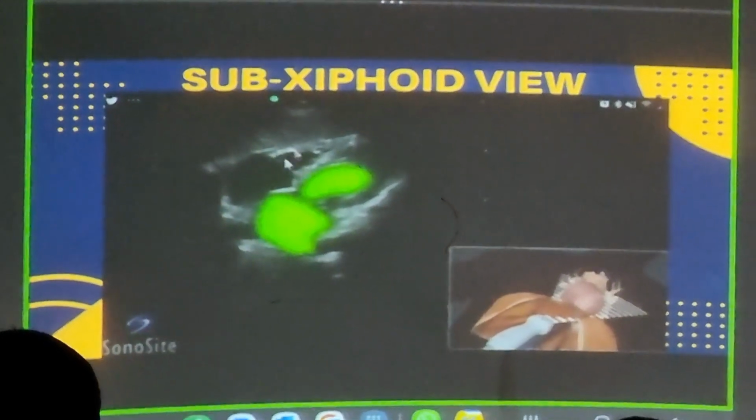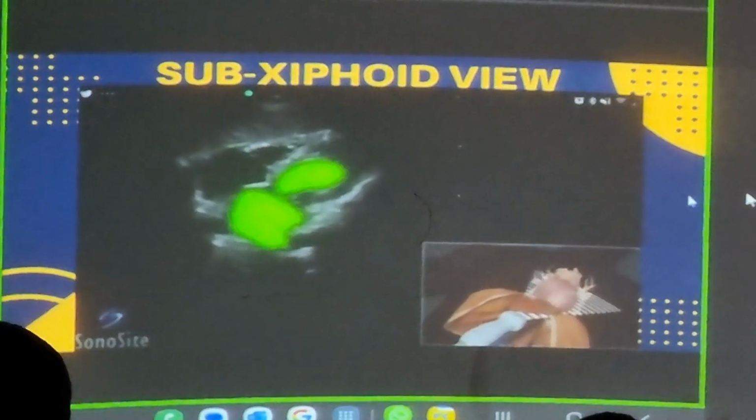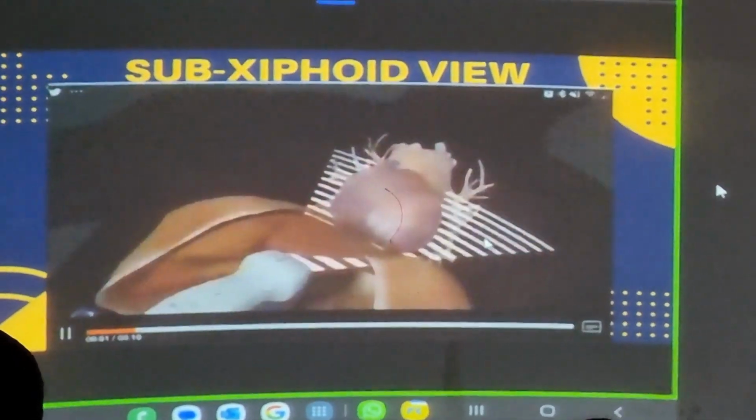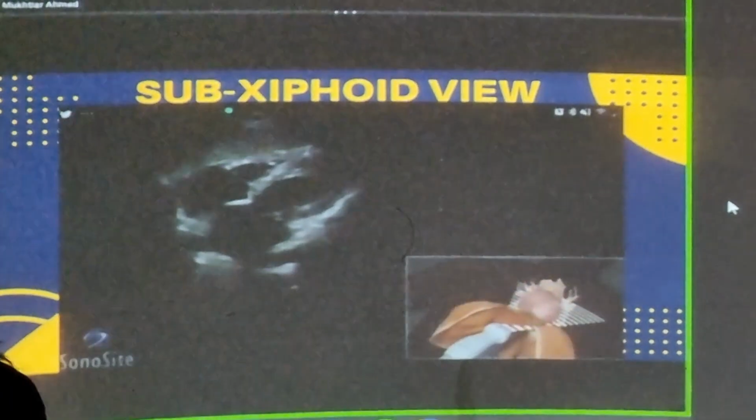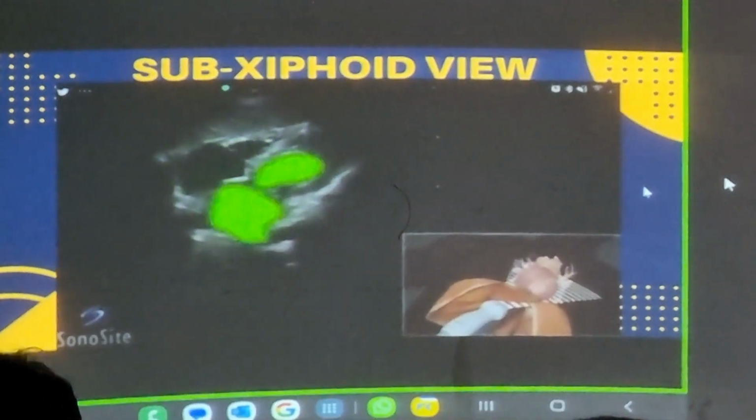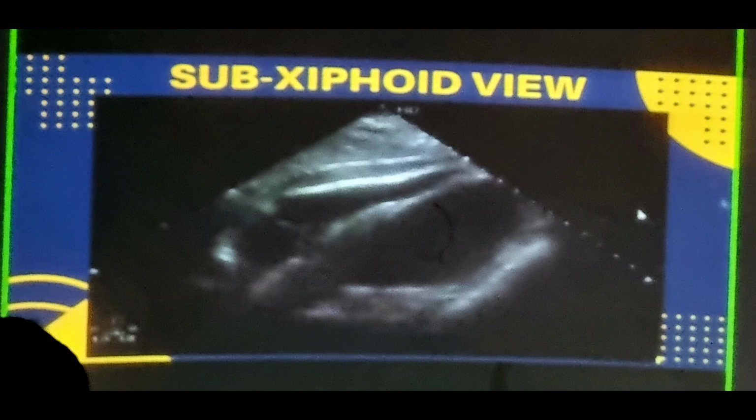So it should be an operator. What you're looking for is that the left side of the heart should always be bigger than the right side. If the right side of the heart is bigger, that means there's some kind of obstruction in the outflow of the right side of the heart, like a pulmonary embolism, and that is dangerous, and that will increase the right side of the heart.